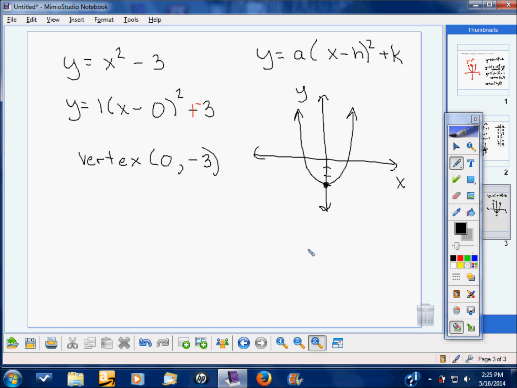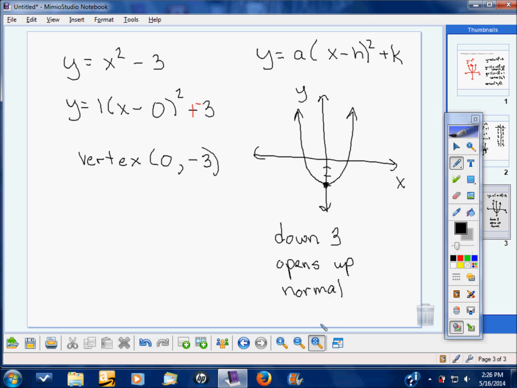Open upward. Now, what you're going to be asked to do is analyze, first of all, which way did it go? It went up or down? It went down 3. Did it go left or right? No. You just went down. And it opens up. We call this opening up. And it is a normal width.